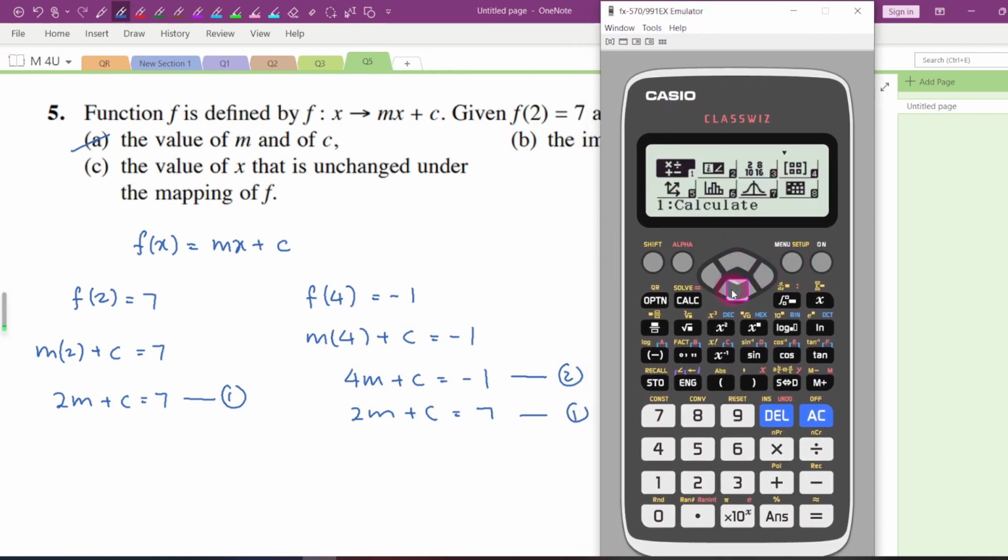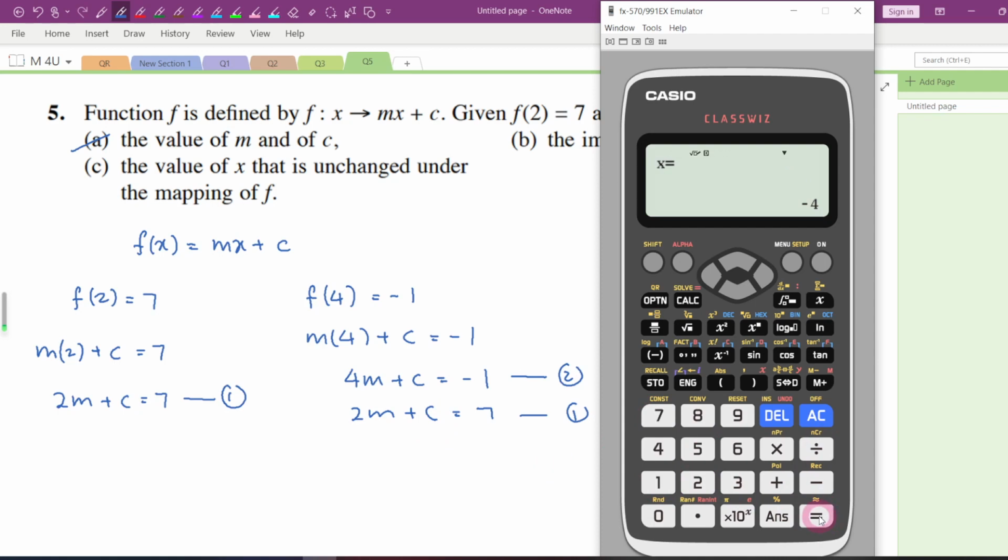Press menu and go search for equation, simultaneous equation, and then how many unknowns do we have? Here 2 unknowns. Okay, so you have a template over here. What you need to do, just key in all the coefficients and the constants into your calculator. Then your calculator will help you to solve it. So when you don't see anything, it means 1. So this is -1. It's 2, 1, and 7.